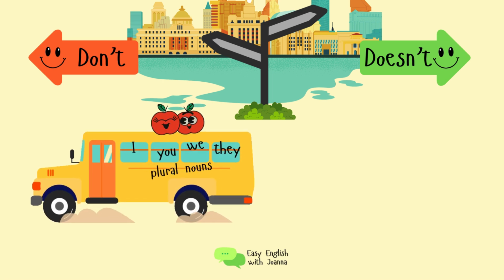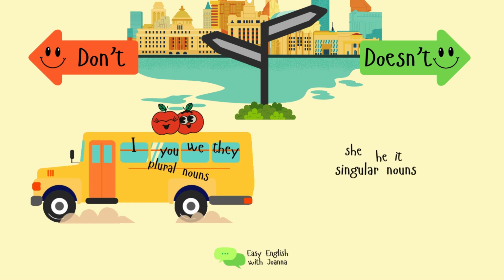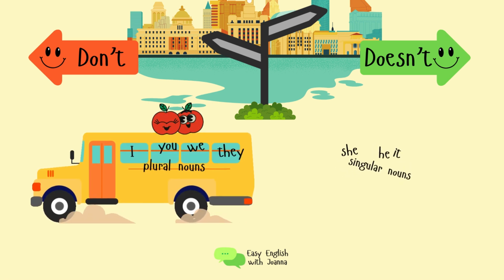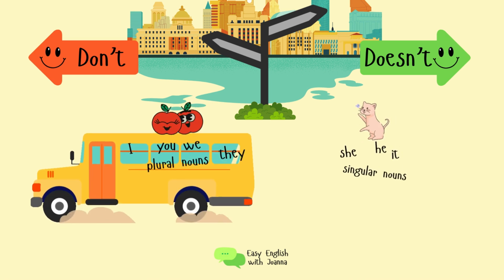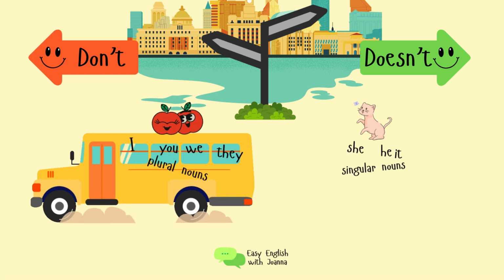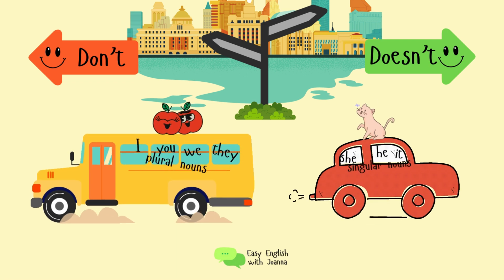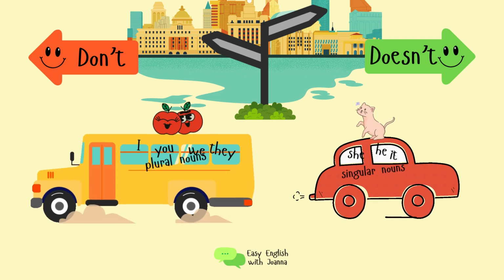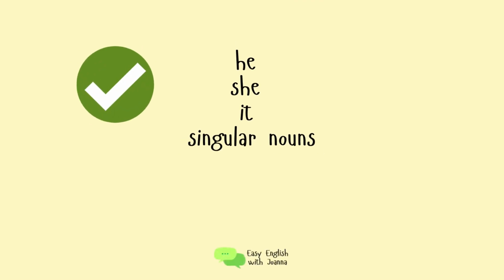So who's left? He, she, it, and all the singular nouns, like my brother, the pen, and even the cat. They are going to "doesn't", and they are going by car. Now, let's look at some examples of correct use. Remember that he, she, it, and the singular nouns are going to "doesn't".